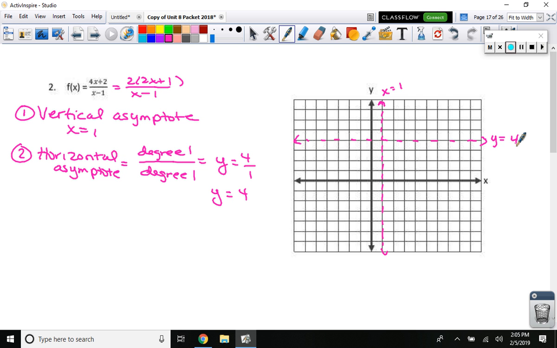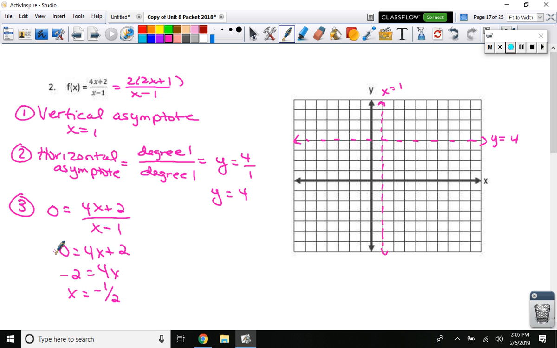Zeros. Define zeros. I want to know where this fraction equals 0. And again, do I really care about the bottom? No, if you want to cross multiply, it's going to cancel out, right? So really it's just 0 equals 4x plus 2. Subtract 2. So at negative 1/2, it's crossing the x-axis, right? So at negative 1/2, 0, it's going to cross the x-axis. So right there is a point on the graph. So I know it's going to look something like this over here, right? But I need a couple more points to get a good idea.